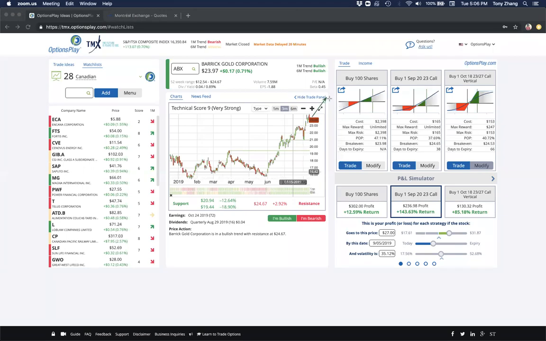So what we're basically saying is that there's only about a 40% chance that this stock is going to move 50 cents or more in this particular time frame between now and October 18. That's what that 44% refers to, is what is the probability of the stock reaching that break-even price or higher by the expiration date.